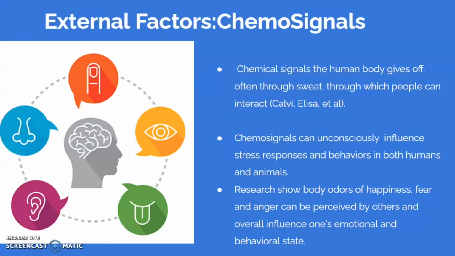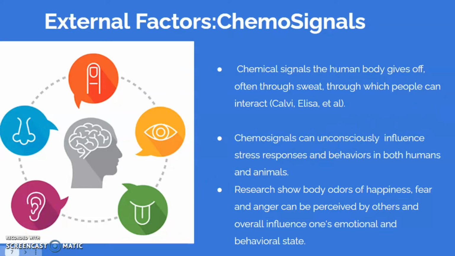An external factor that can affect our emotional and behavioral being is chemosignals. Chemosignals are chemical signals the human body gives off, often through sweat, through which people can interact. Chemosignals can unconsciously influence stress responses and behaviors in both humans and animals. Research shows that body odors of happiness, fear, and anger can be perceived by others and overall influence one's emotional and behavioral state.